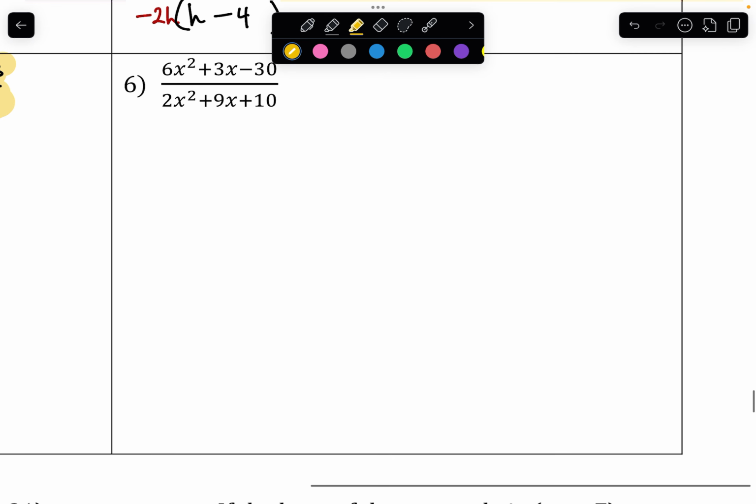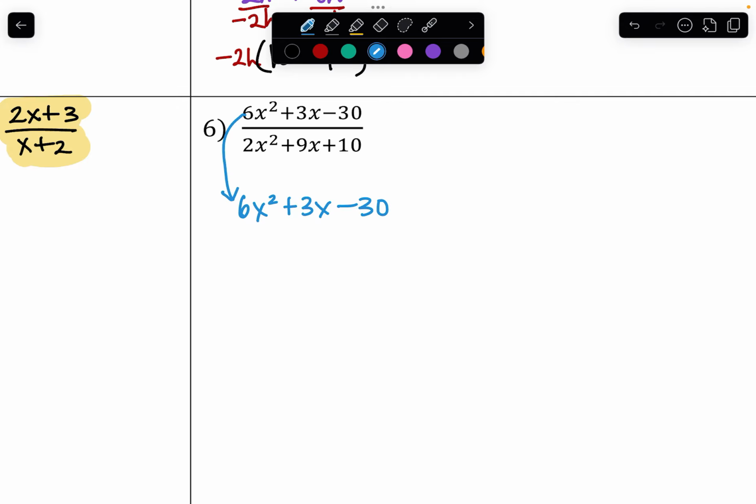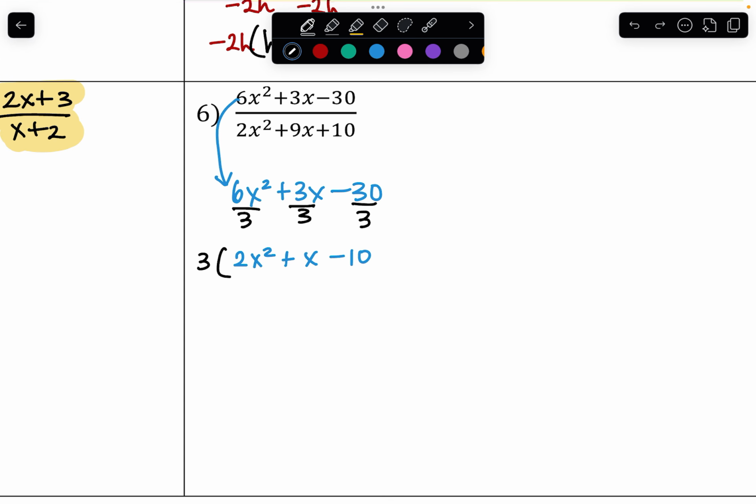Okay, last one. Looking at the numerator, I'm actually seeing a GCF here that we can go ahead and factor out from the beginning. And so each of these terms are divisible by 3. So let's go ahead and simplify it. And so that would leave us with 2x squared plus x minus 10. And then now we can focus on this simplified form.